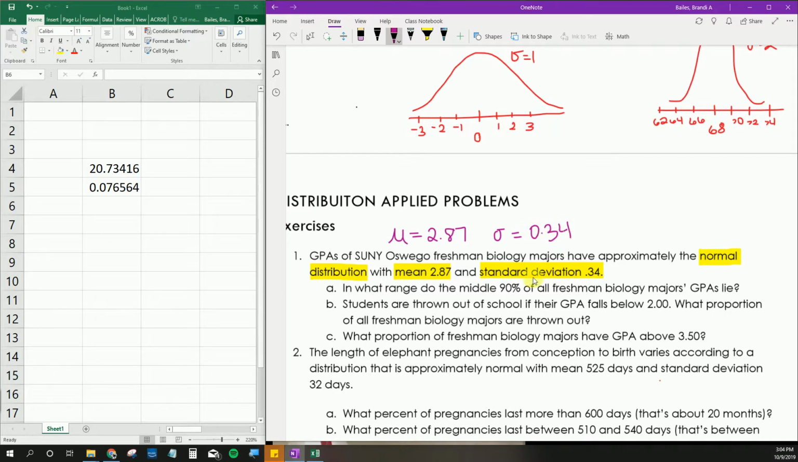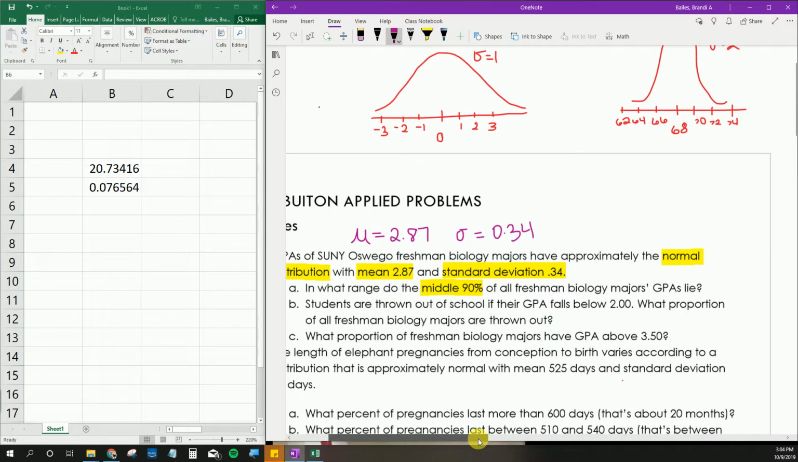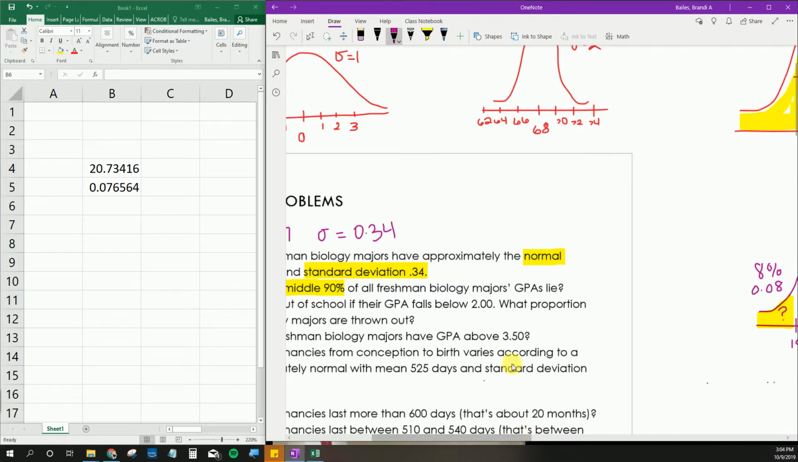Now it asks, in what range do the middle 90% of all freshman biology majors lie? In other words, what GPA cutoffs tell us the middle 90% of the freshmen in biology? What I can do is start with my drawing, because the drawing is going to help a lot with figuring out what parts go where. I'm trying to draw a picture of the middle 90%.